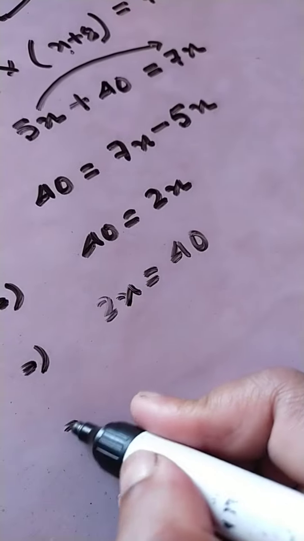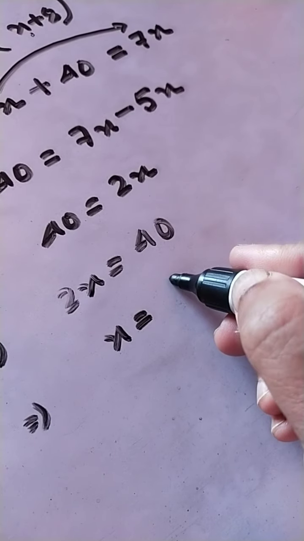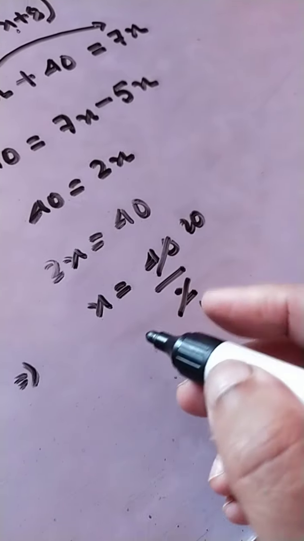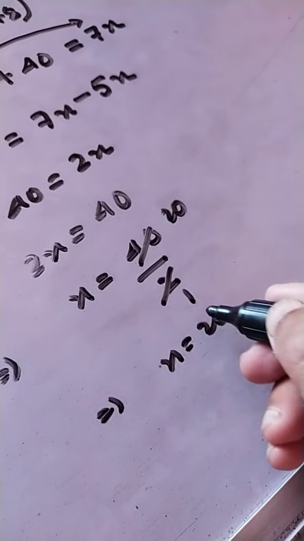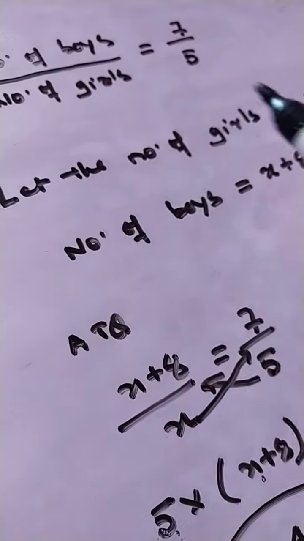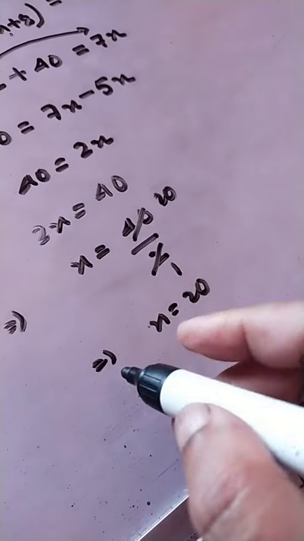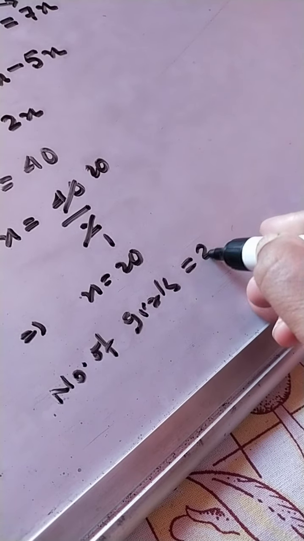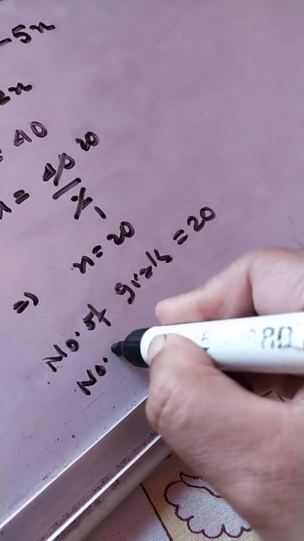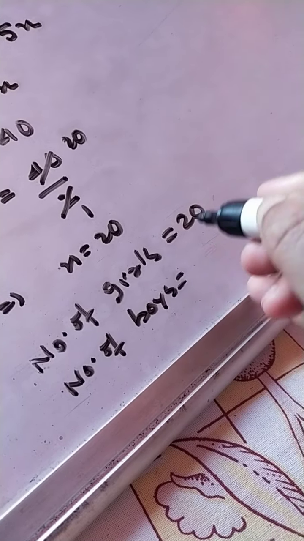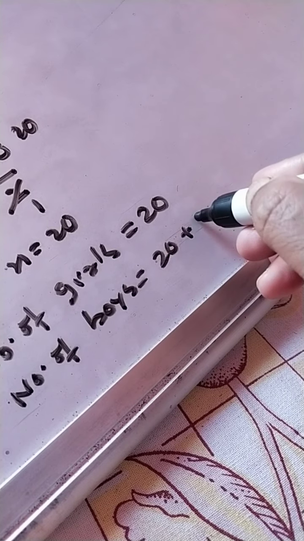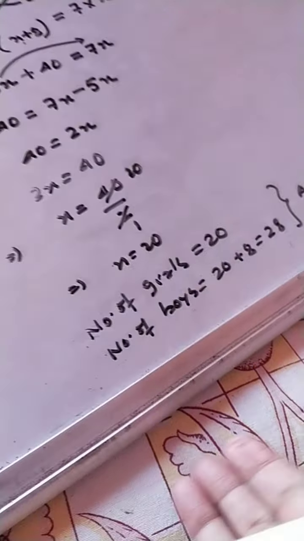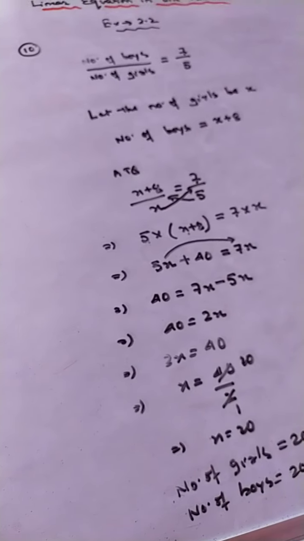Now we'll transpose this 2 towards the right hand side. So it will look like x equals 40 by 2. 2 ones are 2, 2 20s are 40. So x equals 20. What was x? x was the number of girls. So the number of girls is equal to 20 and the number of boys would be 8 more than the girls. That means 20 plus 8, that would be 28. So this is your required answer. This is the solution of sum number 10.